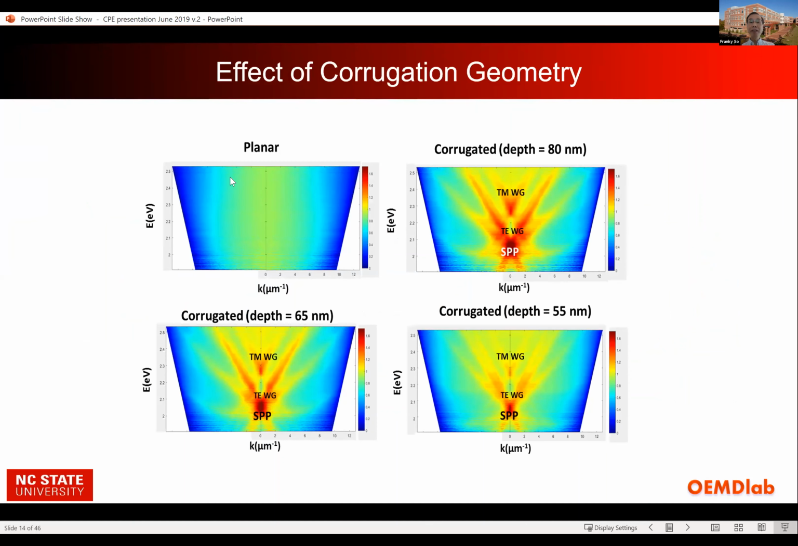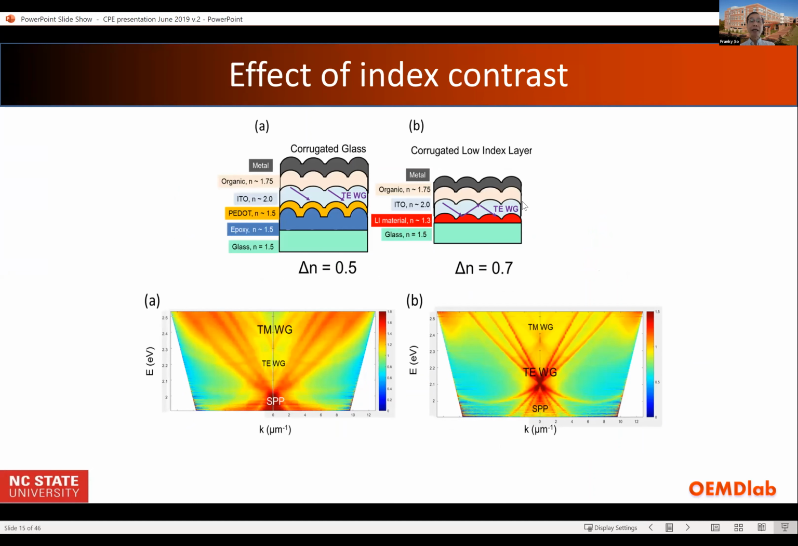In fact, we can play with the corrugation geometry, and you can see that by going from planar device to 55 nanometer corrugation depth to 80 nanometer corrugation depth, the diffraction is getting stronger. And as I told you, the diffraction is also very dependent on the index contrast. So when we introduce a low index buffer layer, you see the TE waveguide mode is now a lot more enhanced compared to the device without the lower index layer. The reason we also see a decrease in the SPP mode is because the device is partially planarized. So instead of getting a very highly corrugated metal interface, the interface has become planar. As a result, we see less diffraction of the SPP mode.